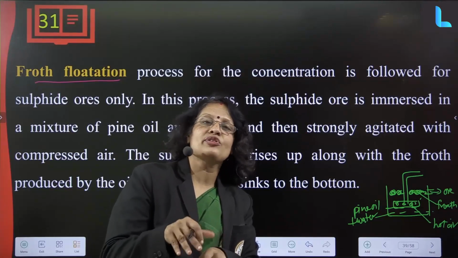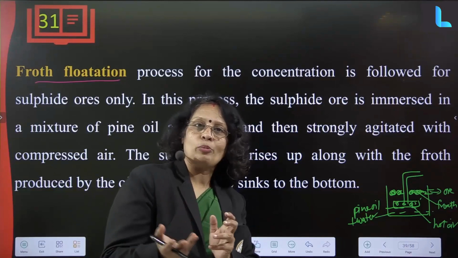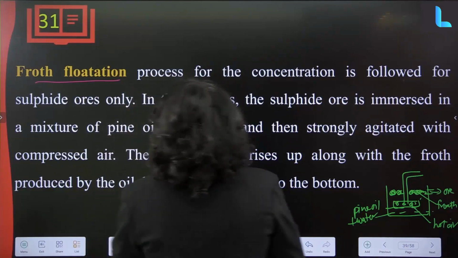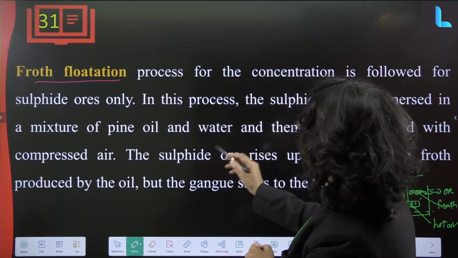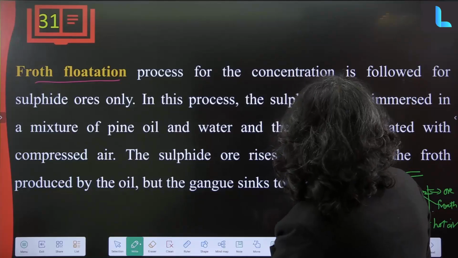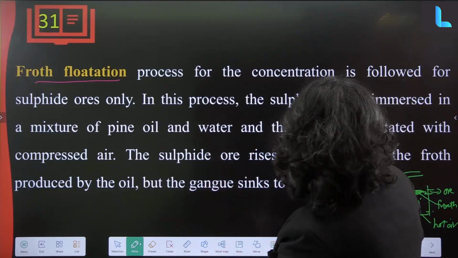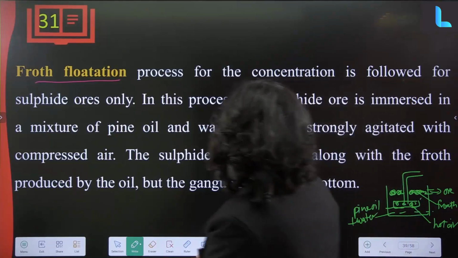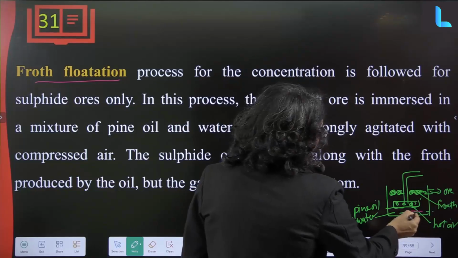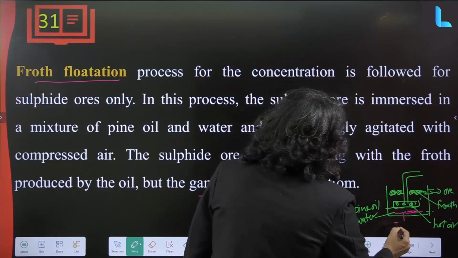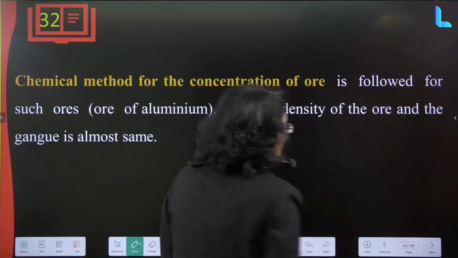That's what it is called, froth flotation. It is specifically for sulfide ores: zinc sulfide, lead sulfide, copper sulfide, copper pyrites, all of these. In this process, the sulfide ore is immersed in a mixture of pine oil and water and then strongly agitated with compressed air. The sulfide ore rises up along with the froth produced by the oil, but the gangue sinks at the bottom. You can see here, the gangue will be sinking at the bottom.